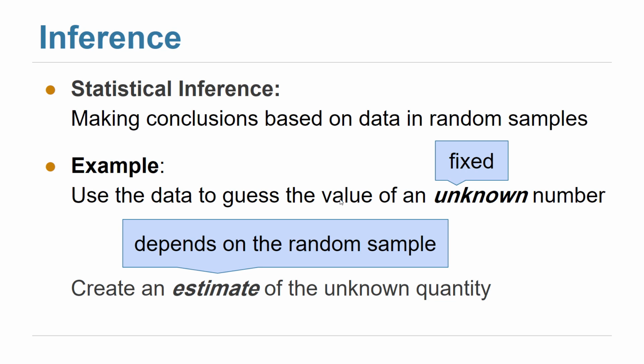That's called a parameter. Now I want to estimate the value of that parameter. I will do this estimation by random sampling. So I will take multiple random samples and compute some values out of these samples. From that I can estimate the value of the unknown quantity. And of course, the estimation will depend on the random sample that we are taking.